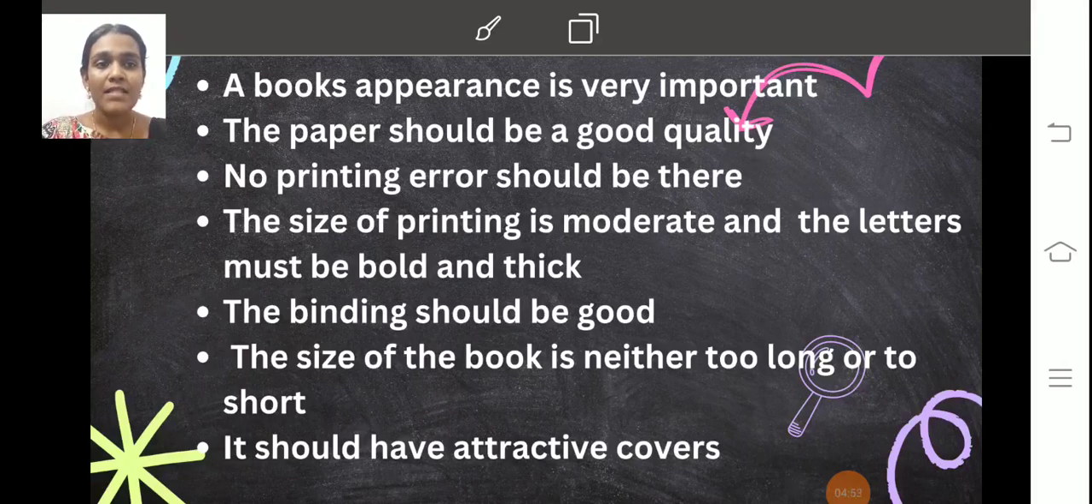The size of the book is neither too long nor too short. If the book is too long, the students will think it is difficult, so they have no interest in learning. If it is too short, they think it is a joke. So the textbook should be neither too long nor too short. It should have attractive covers, so that the learners are attracted and want to know what is inside the book.